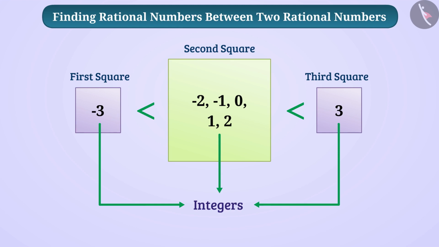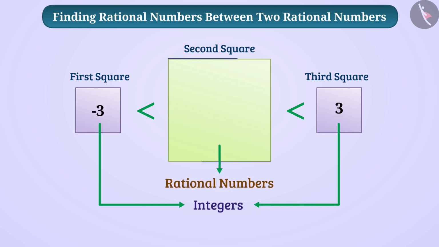Now, will you be able to tell that if we were to write the rational numbers between -3 and 3 in the middle square, then what would they be? Let me tell you, we can write -3 as -30 divided by 10. Similarly, we can write 3 as 30 divided by 10. In this way, we now have rational numbers between -3 and 3 as.